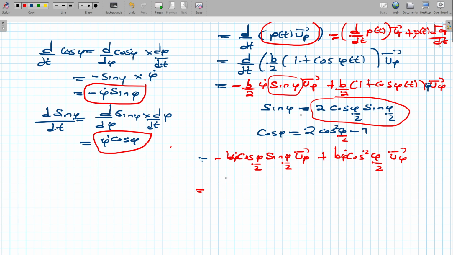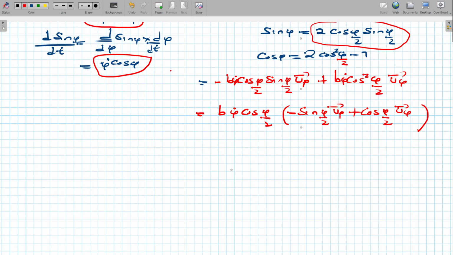If I factor, I get the common terms. So b is common, and then phi point is common, and then cosine phi divided by 2 is common. And then what are we going to have? We're going to have minus sine phi divided by 2, and then u rho, and then plus cosine phi divided by 2, and then u phi. This is what you're going to get. So this is your final answer.